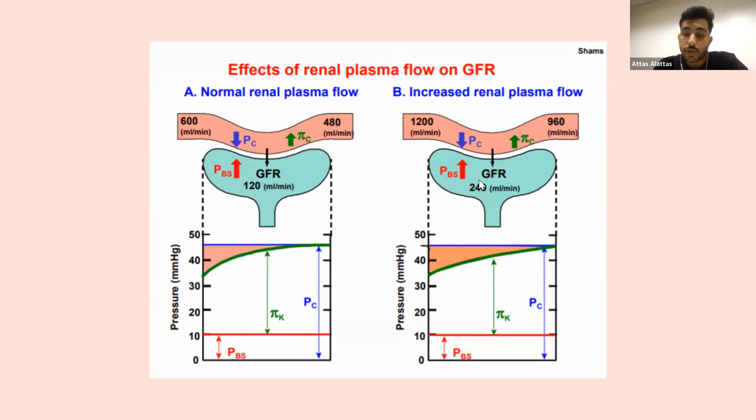Yeah, exactly. So you need to filter more. This is why the GFR is increased, because you have an increased renal plasma flow. So you need to filter more for the oncotic pressure to reach an equal point to the hydrostatic pressure.